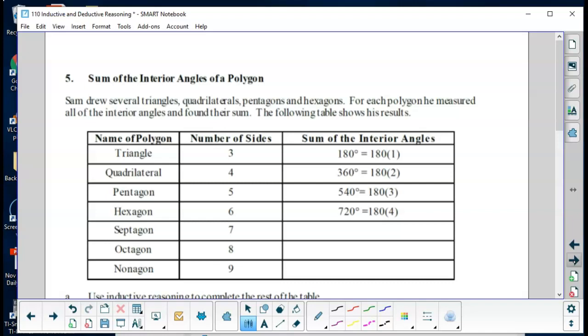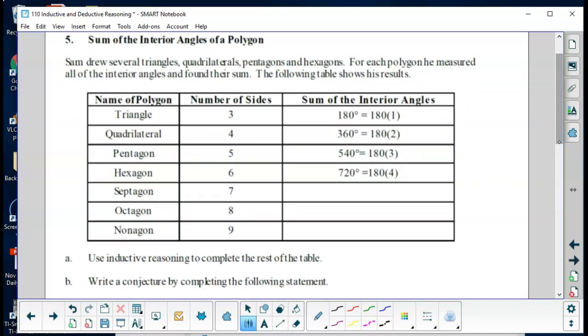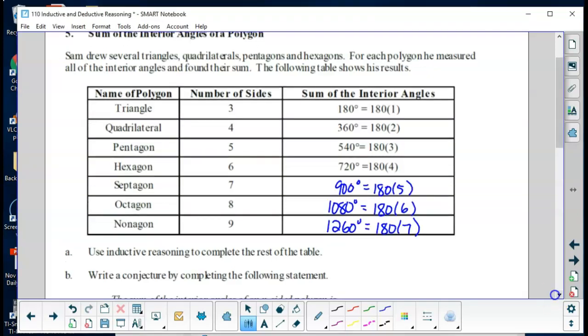So 180 times 1 is 180. 180 times 2 is 360. 180 times 3 is 540. 180 times 4 is 720. So use that pattern to fill in the rest of the values there. Okay, so it says use inductive reasoning to complete the rest of the table. So pause the video and do that. Okay, so using that reasoning, fill out the chart, so check it.